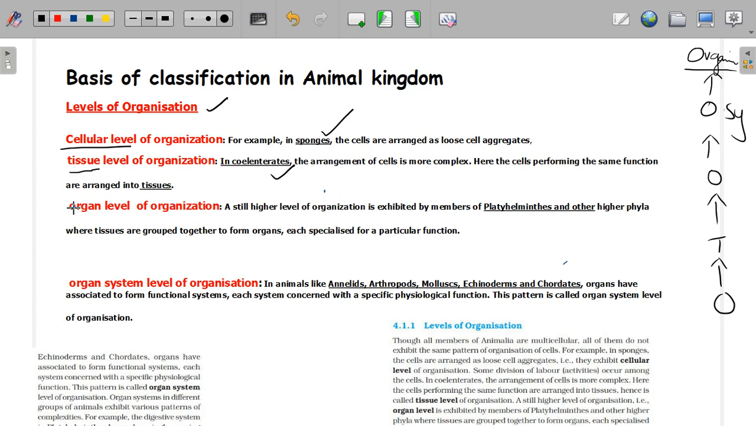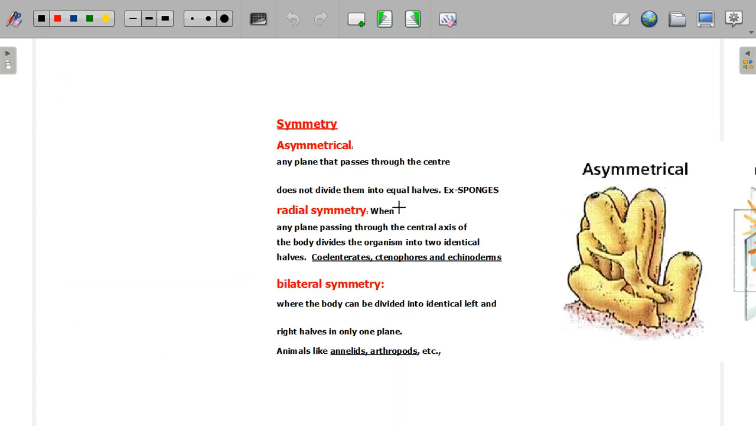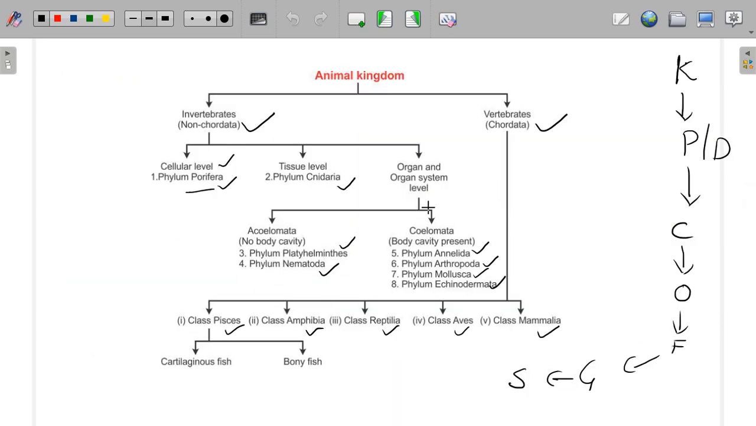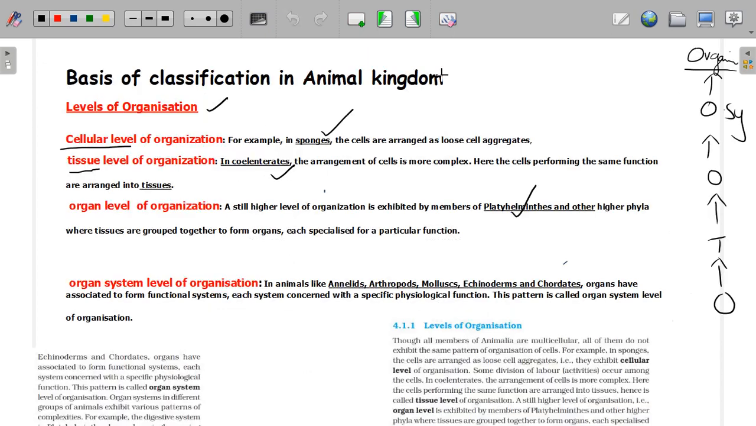And you can see there are some other groups like platyhelminths and other higher groups. Organ and organ system level of organization is seen in all these: platyhelminths, nematodes, annelida, arthropoda, mollusca, and echinodermata. All of them have organ and organ system level of organization. So animals are being classified based on the level of organization. Some of them are cellular level, some are tissue level organization, and some are more than tissue level, like organ and organ system level of organization.